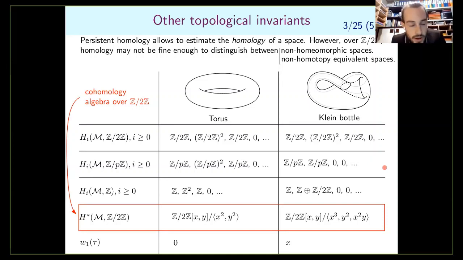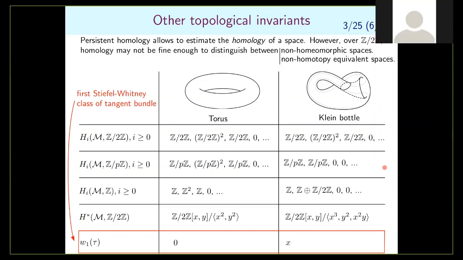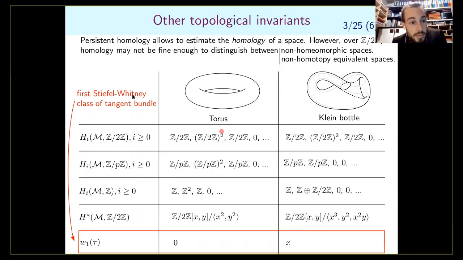But today we will consider Stiefel-Whitney classes. And I give here the simple example of the first Stiefel-Whitney class of the tangent bundles of the torus and the Klein bottle. And these classes happen to be different. So we can discriminate between these manifolds thanks to Stiefel-Whitney classes.